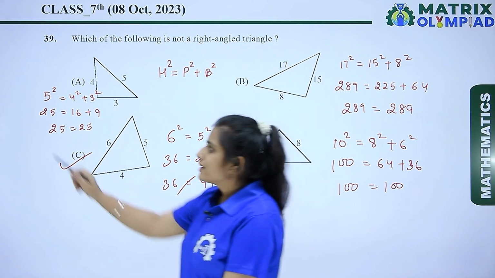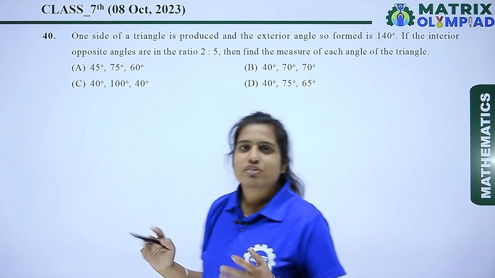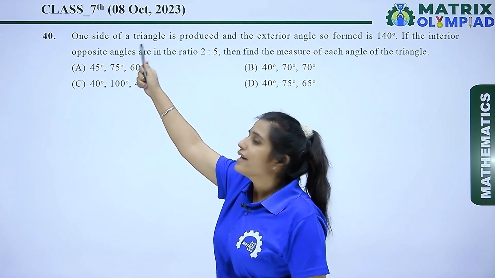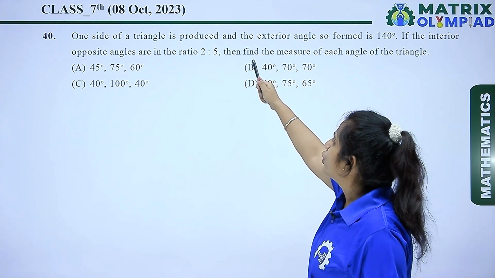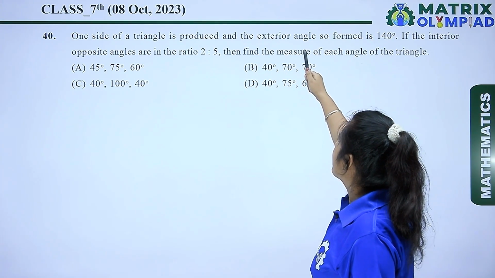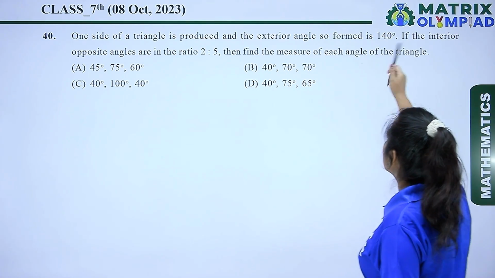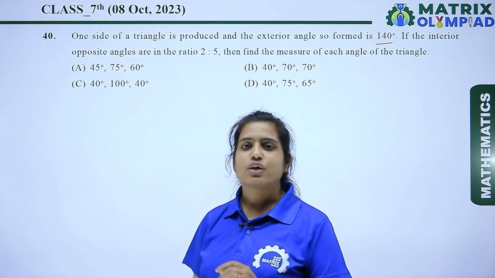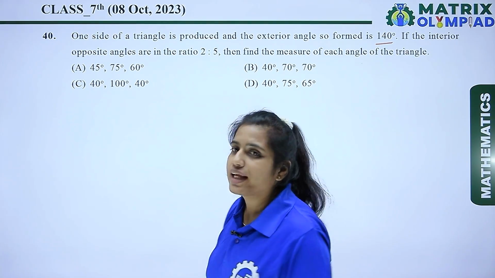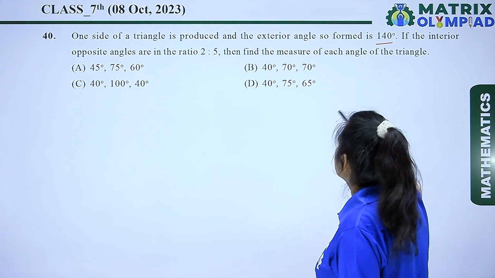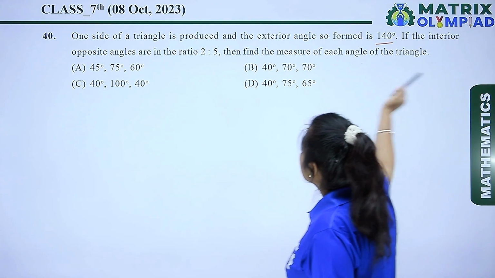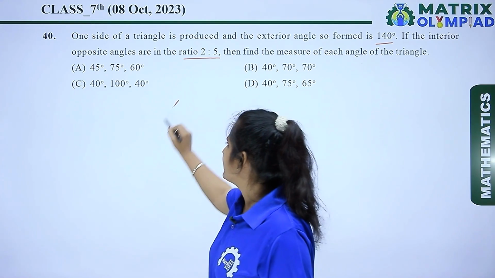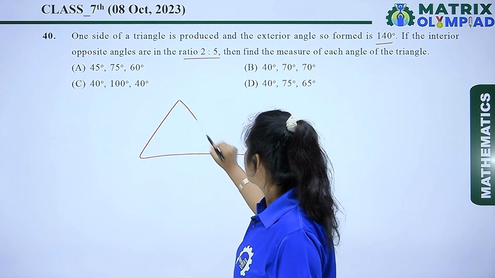Now let's begin with the next question. Here, question number 40. Question number 40 is, one side of a triangle is produced and the exterior angle so formed is 140. एक ट्राइंगल है जिसमें एक साइड को एक्सटेंड करा गया है और एक एक्सटीरियर एंगल फॉर्म हुआ है, दैट इज 140. If the interior opposite angles are in the ratio 2:5. Let's make a triangle.